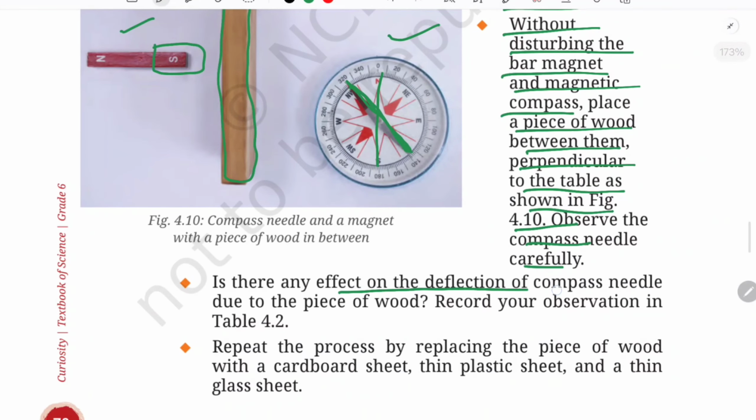So is there any effect on the deflection of the compass needle due to the piece of wood? No, there is no deflection. The magnetic compass and the bar magnet will show the same direction, just the same as in the experiment we did before. If we bring this north pole here, what will happen? Again the compass will move away this way. That means it will repel, because like poles repel each other. So this is the experiment.